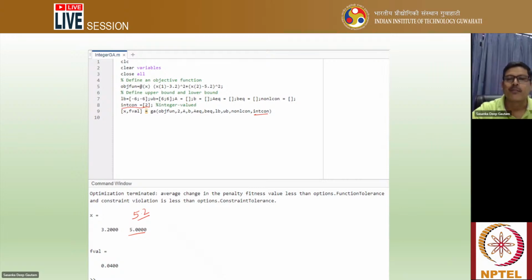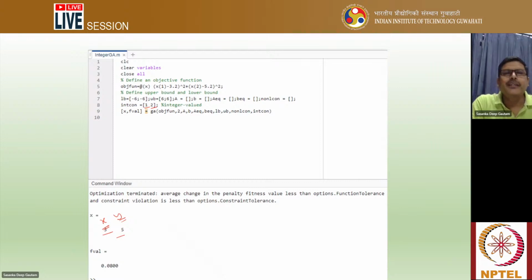And if I define intcon as both, that means the first variable and the second variable are both integer in nature. In that case the solution I am getting is 3 and 5, because x and y are both integer variables. So in MATLAB it is quite easy to define a particular variable as an integer variable, and you can easily solve a mixed integer problem.